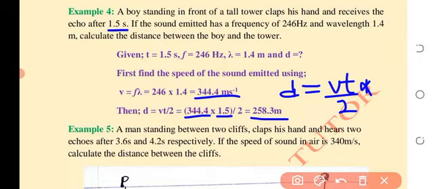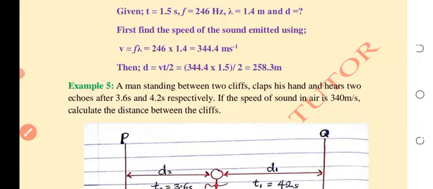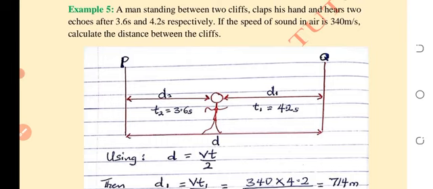Let's move to example number 5. The question says a man standing between two cliffs claps his hands and hears two echoes after 3.6 seconds and 4.2 seconds respectively. If the speed of sound in air is 340 meters per second, calculate the distance between the cliffs.